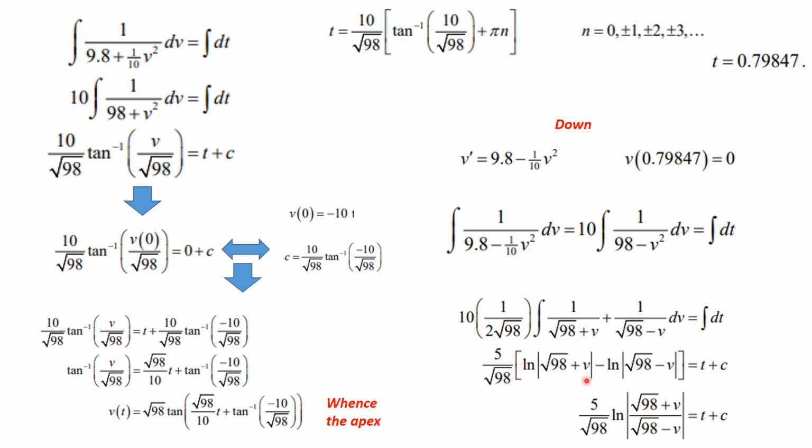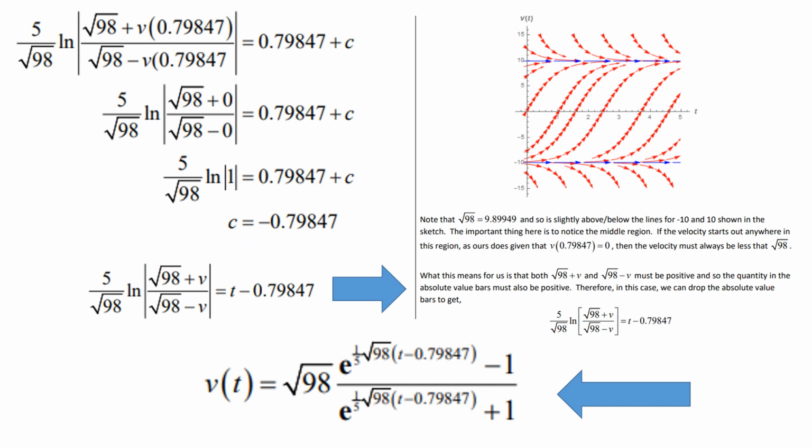You integrate it, and going from here to here, I use the fact that the difference of the logarithms is the logarithm of the quotient. And again, since I'm going to solve for v, I put my constant on this side, and I'll solve for it right now. I find out that c is this number. So then I can plug it in, and this is my implicit function in v, including the constant.